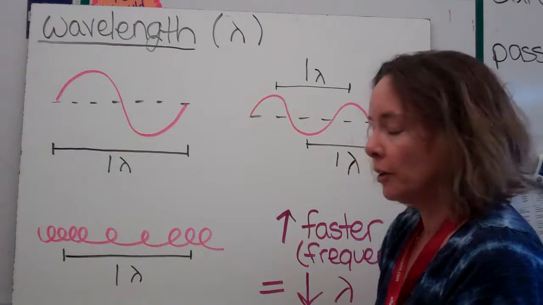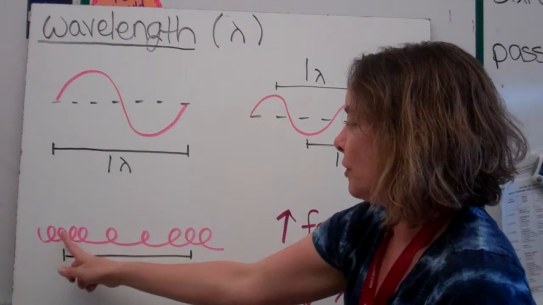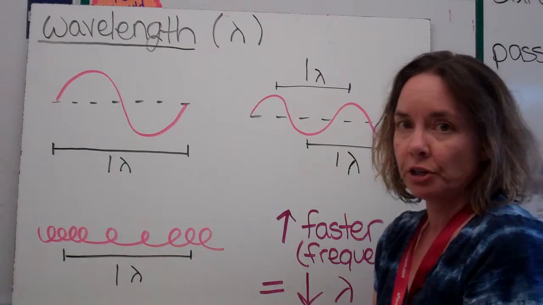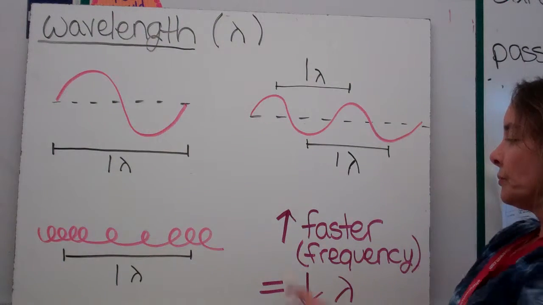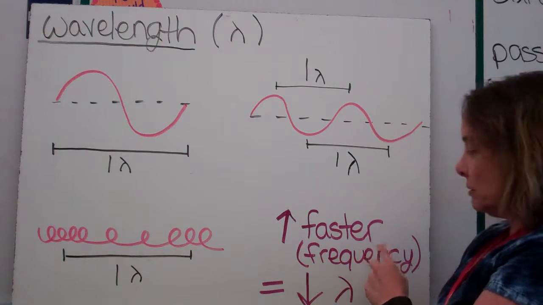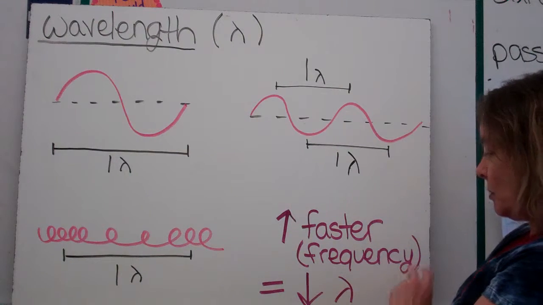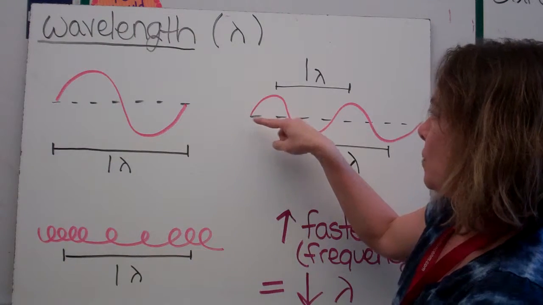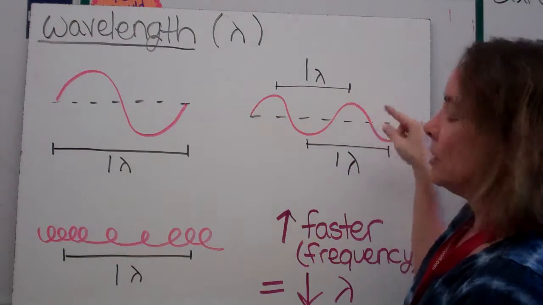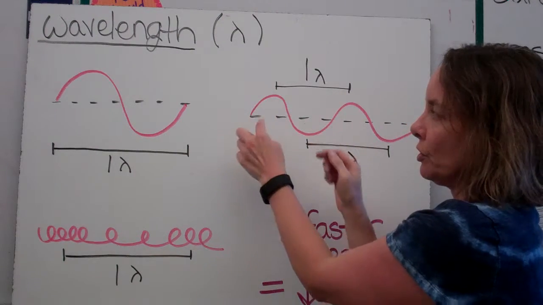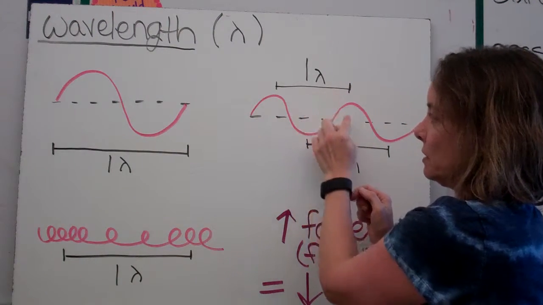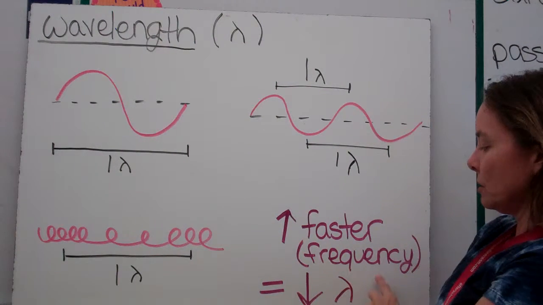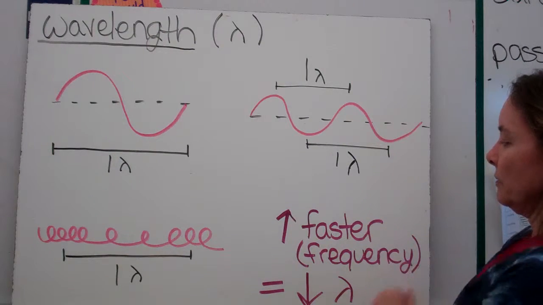In a longitudinal wave or a compressional wave, you measure from the center of one of the compressions to the center of another compression. So the faster a wave is moving, or the higher its frequency, we'll talk about that in a minute, the lower its wavelength. So as these waves move faster, the wavelengths actually get shorter, and you get little smaller waves in here, more squished together. So faster equals lower wavelength. These are inverse.